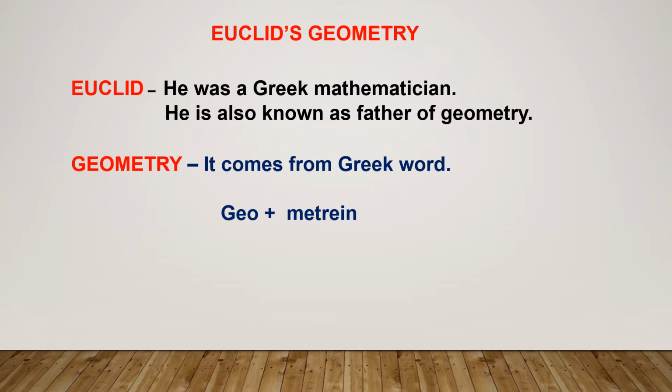Now the second term is geometry. Geometry is the branch of mathematics, and this word geometry comes from the Greek words geo and metre. Geo means earth and metre means to measure. So there was a need to measure the earth, or we can say land, so geometry originated.